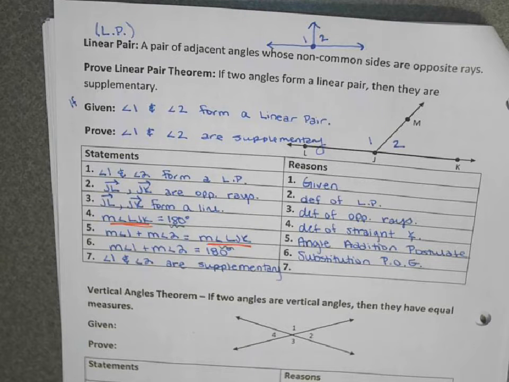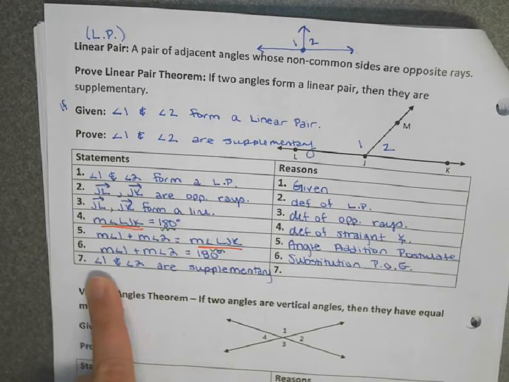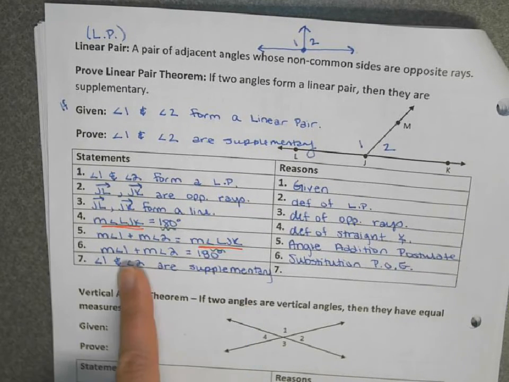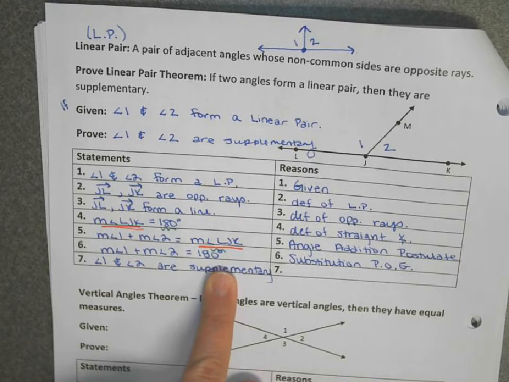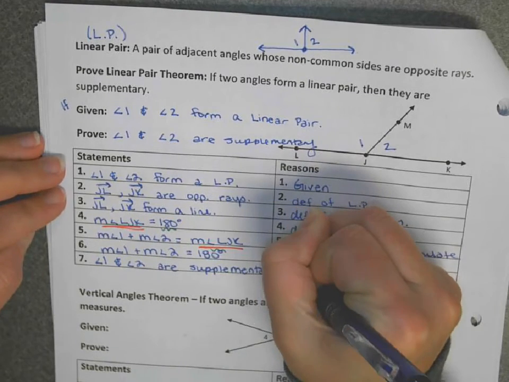Okay? So then my very last statement says that the measure of angle 1 plus the measure of angle 2 equals 180 degrees. That means angle 1 and angle 2 are supplementary. Why is it that if you add these 2 angles and they add up to 180, that they are supplementary? The definition of supplementary. Very good.